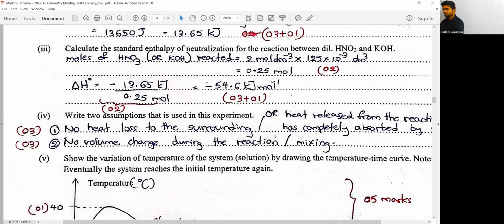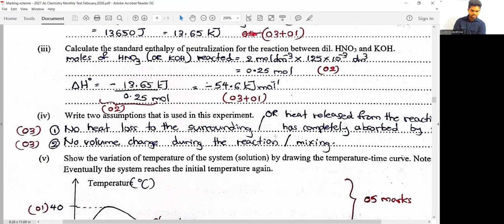Remember, I saw most of you have written only one assumption, neglecting heat exchange, heat loss with the surroundings. Maybe only one person wrote that part. So focus on the second assumption too. Okay, Lama, and then the next one is about the graph.